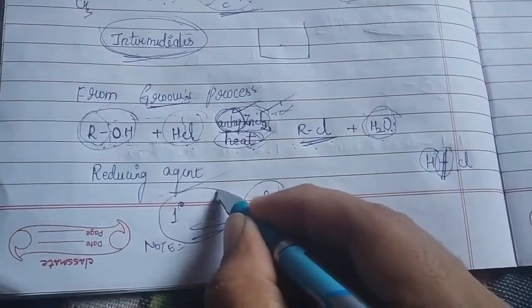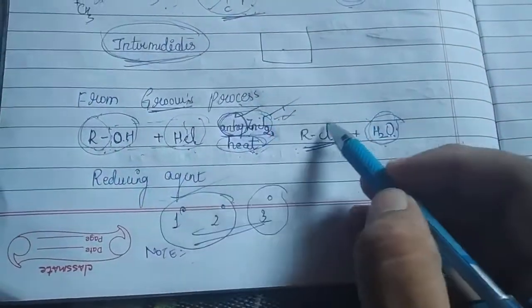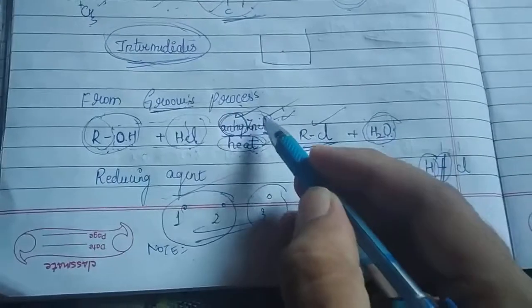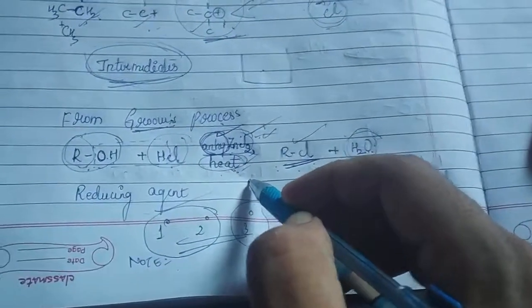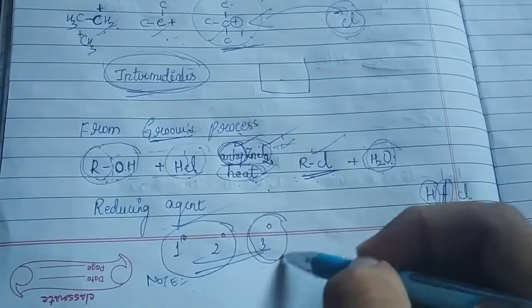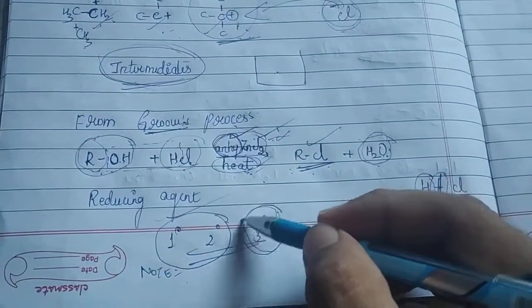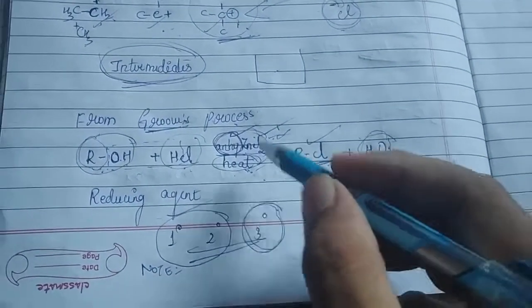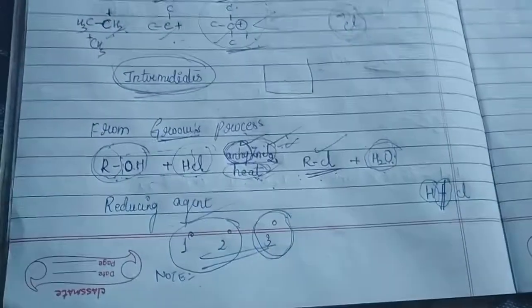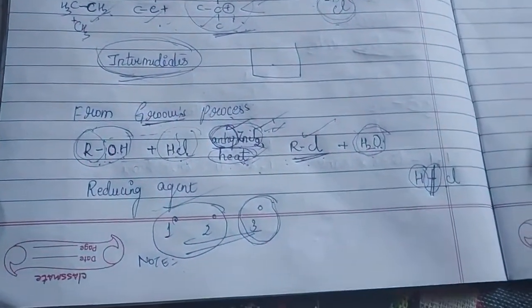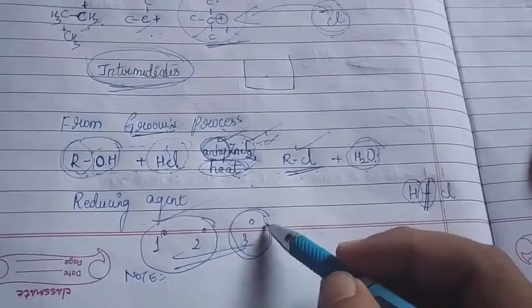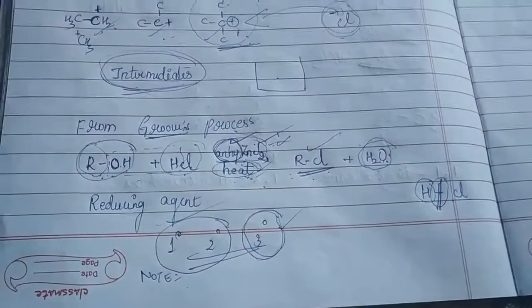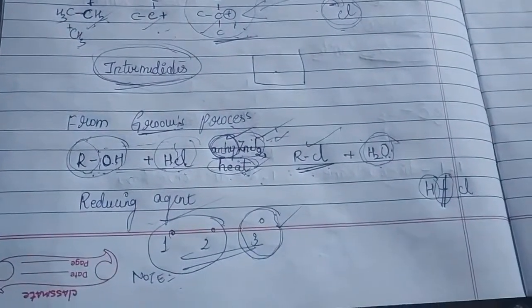For primary and secondary alcohol, in Groove's process, to get the alkyl halide I require anhydrous zinc chloride and heat. Okay? But when I am considering my tertiary alcohol, do remember, I can carry out this reaction at room temperature and also in the absence of anhydrous zinc chloride. Why is it so? Once again, it is because of the stability of the carbocation which will be formed.